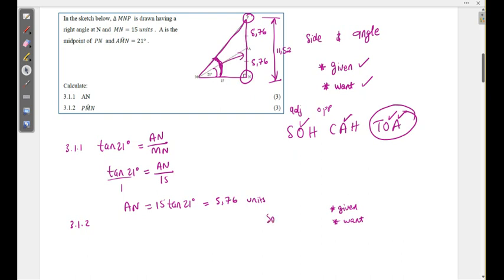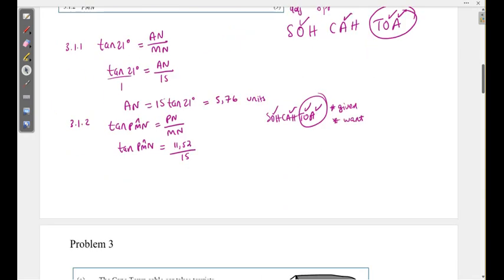So if you have your little soccer tower here, you shall say, oh, okay, I'm given an opposite side. MN is what? It's adjacent, right? You tick adjacent. The one with two ticks is the one you use. So you shall say tan of PMN will be the opposite, which is PN, over the adjacent, which is MN. Right. Then you say tan of PMN is equal to, now your PN is 11.52, your MN is 15. Perfect.